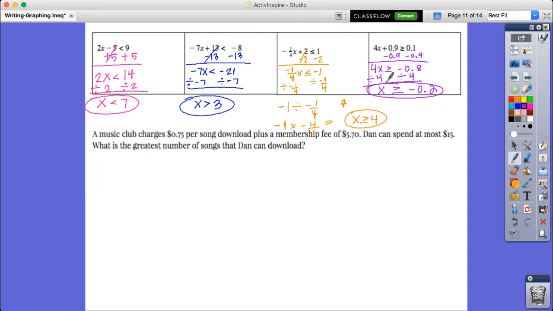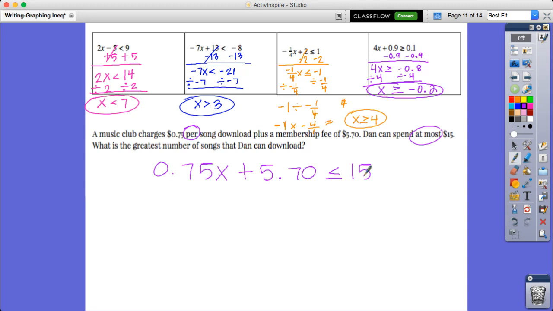All right, let's look at this word problem. A music club charges 75 cents per song download, plus a membership fee of $5.70. Dan can spend at most $15. What is the greatest number of songs that Dan can download? So this is the price per song. We also have to add the membership fee of $5.70. And this amount that he spends is going to have to be less than or equal to the amount of money that he can spend. So he can spend at most $15.